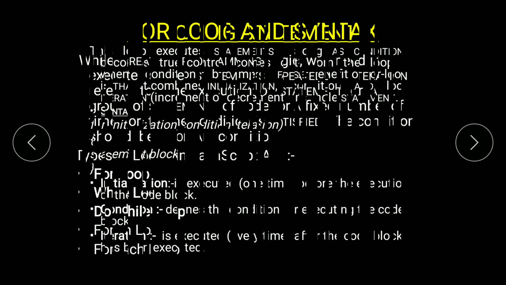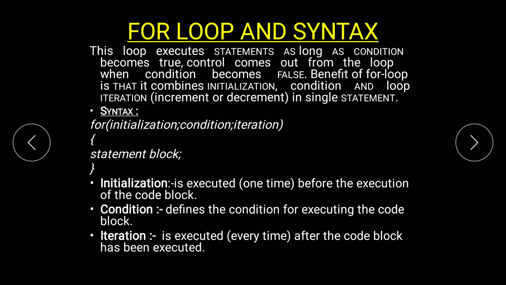Okay students, so the first loop is nothing but the for loop and its syntax. The for loop executes statements as long as the condition becomes true. Control comes out from the loop when the condition becomes false.